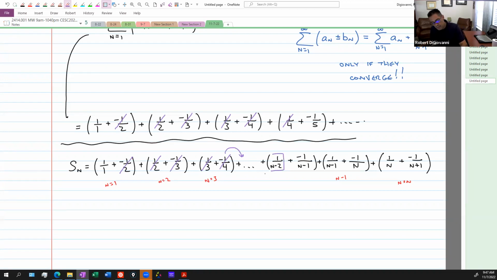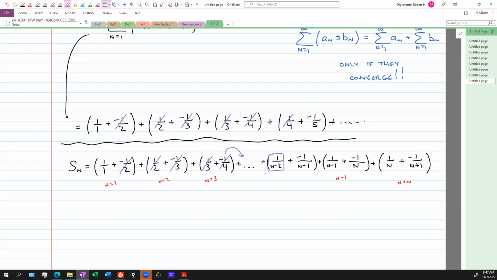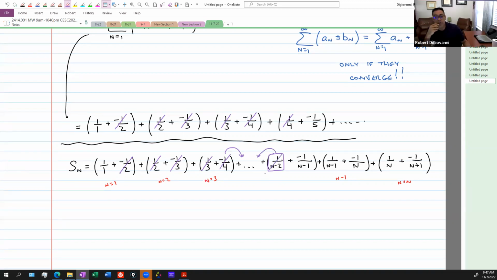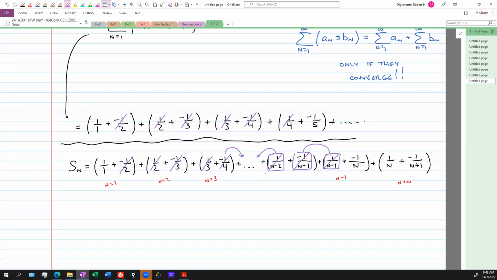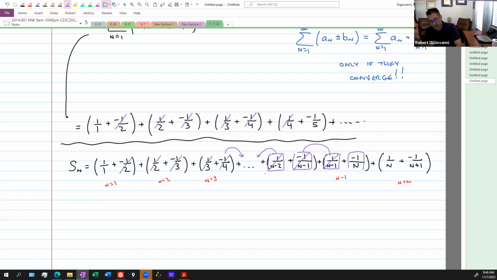Now, how about this one right here, the 1 over n minus 2? Does it cancel? Does it go away? Yeah. From where, though? What cancels it out? The second preceding term. Exactly. The one in front of it is what kills that one off. And then this one here, does it cancel? Yes. Those two cancel. Here, does that cancel? Yes, that one is gone.